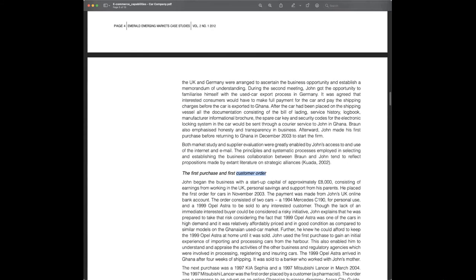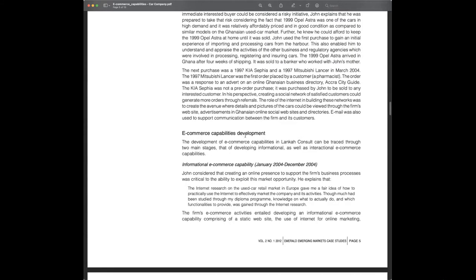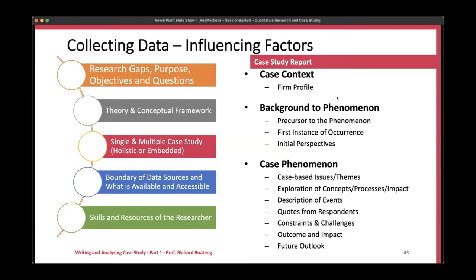So the actual issue starts from here: e-commerce capability development, how was it developed? By the time you reach here, I've explained the organization, what the organization is about and what they have achieved. Then when I get to the e-commerce capabilities, I can look at the issues I want to study. So in every good case study report, the person has a background of the firm, the firm's profile, then the background to the phenomenon that you are coming to explore, and then the exploration process itself.